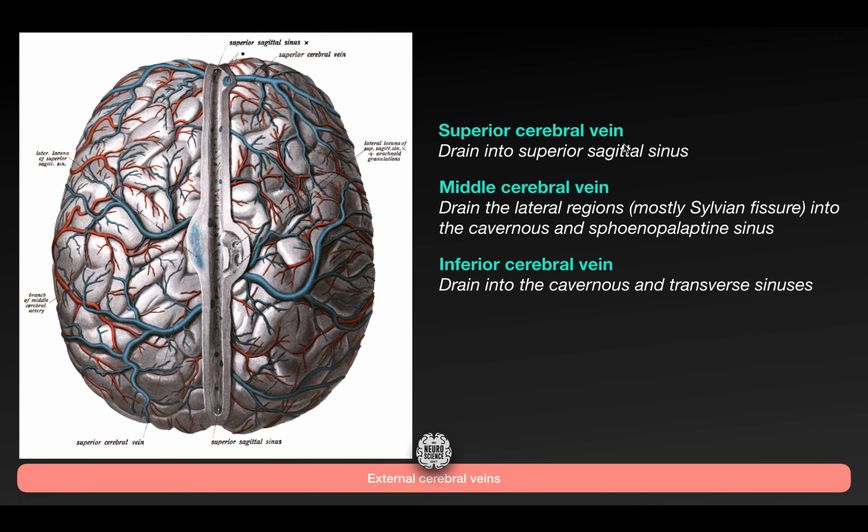So, yeah, the middle cerebral vein drains the lateral regions, mostly that Sylvian fissure, into the cavernous sinus for the most part.